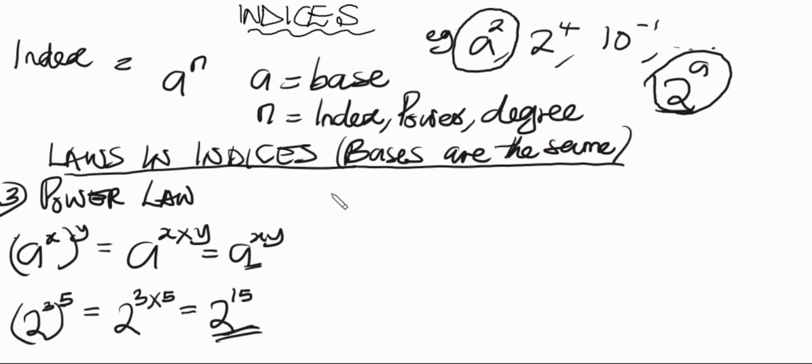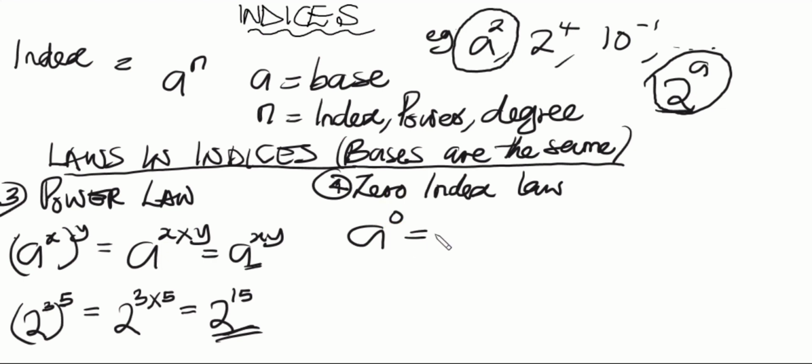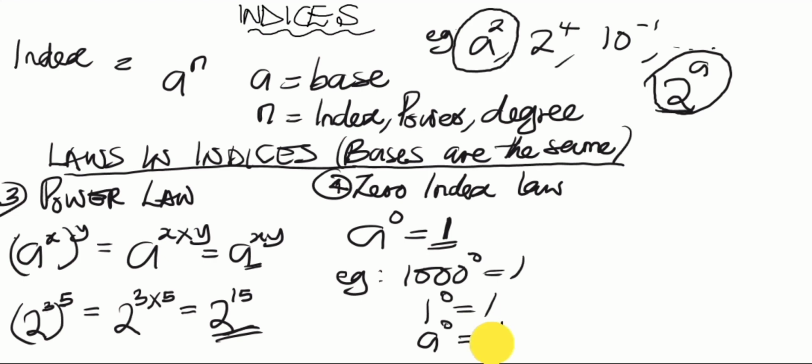Number 4, we have the zero index law. Index means the power, so we have 0 index, it means an index number raised to the power 0 is going to give you 1. Any index number raised to the power 0 must give you 1. Even if we have 1000 raised to the power 0, it is equal to 1. 1 raised to the power 0 is equal to 1. a raised to the power 0 is also equal to 1.